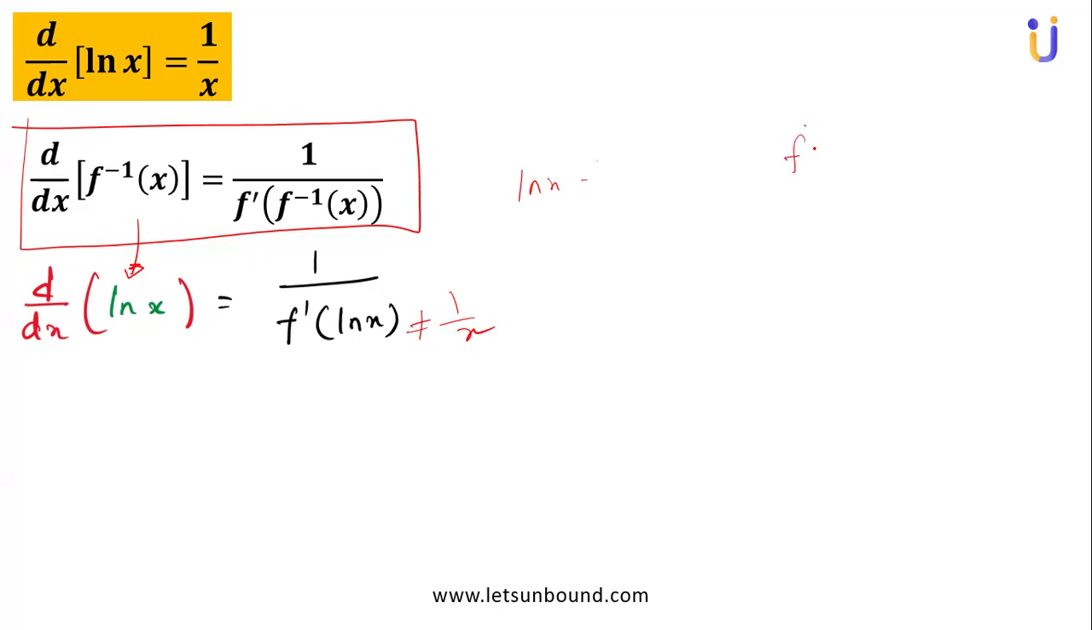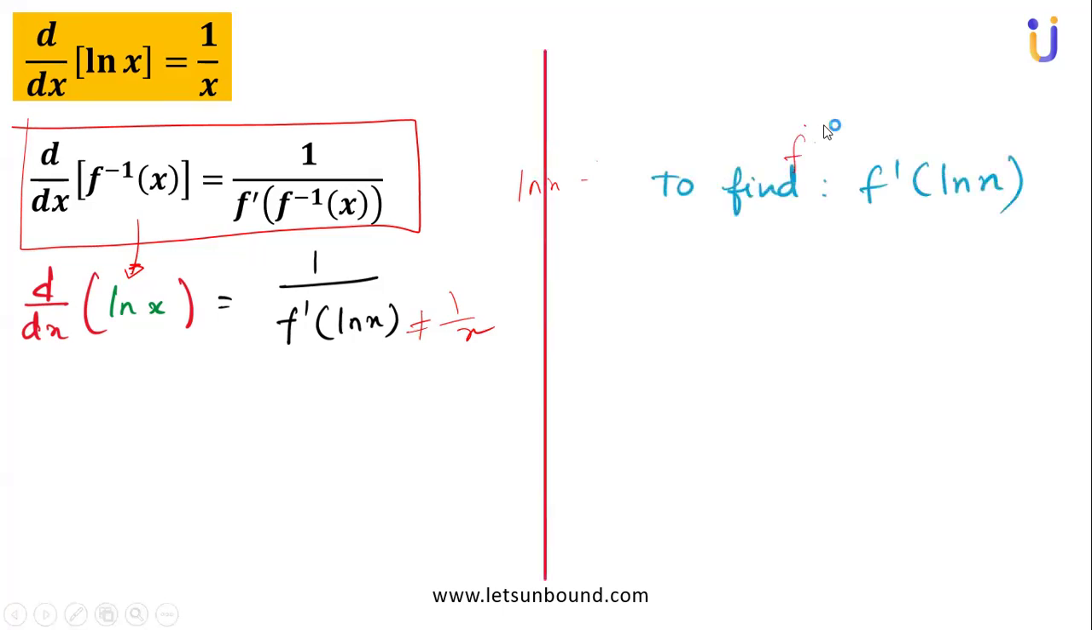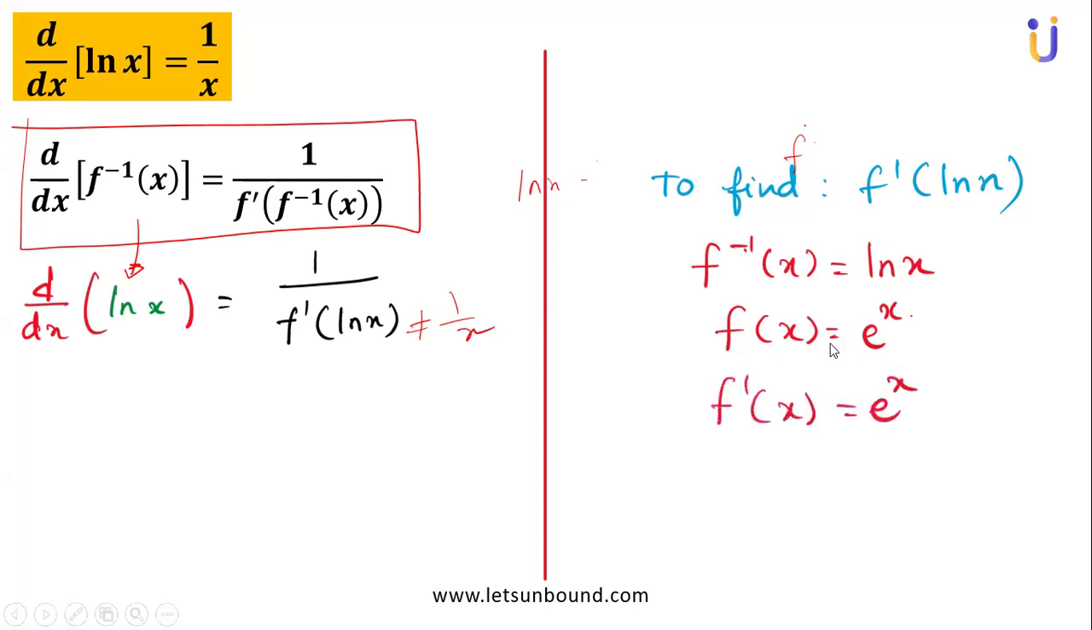So next is f inverse of x. Here we go. To find f dash of ln x, f inverse is ln x. And what is f of x? It's e power x. We know that, right? They are inverses of each other, e power x. Then you find f dash of x. It's also e power x. And then you just find f dash of ln x. This is the way we need to do it. You should not differentiate the input, right? So f dash of ln x is e power ln x.